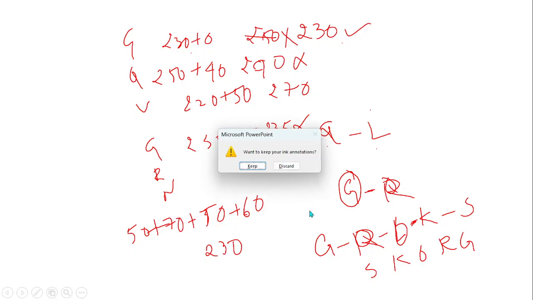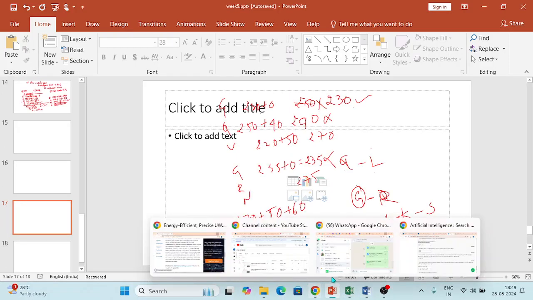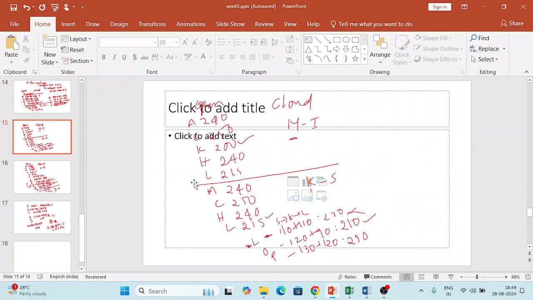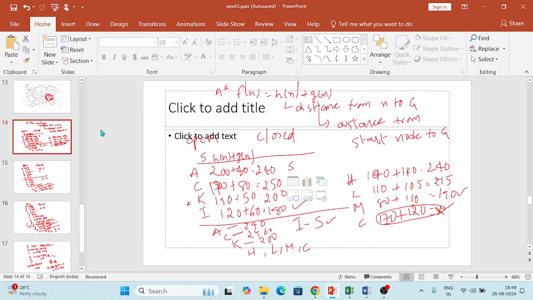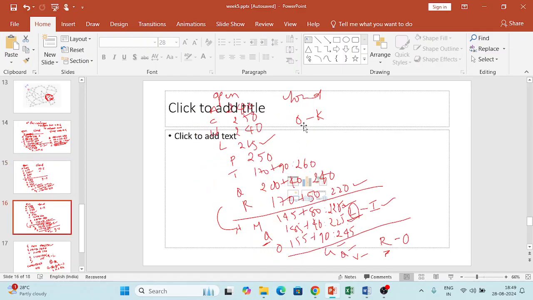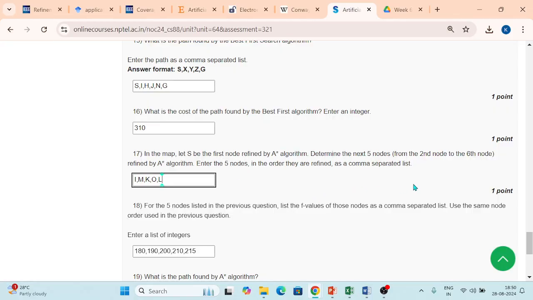So the values are, first they asked from the second node to the sixth node. What is the first node? S is the first node, second node is I. I is the next move to the closed list. After I, M, K, next node is K, next to O, next to O and next to L, like that it goes on. So they asked us to write from the second node to the sixth node: I, M, K, O, L.